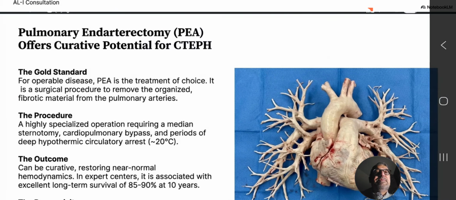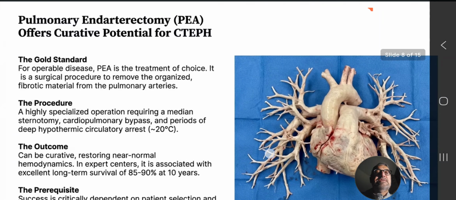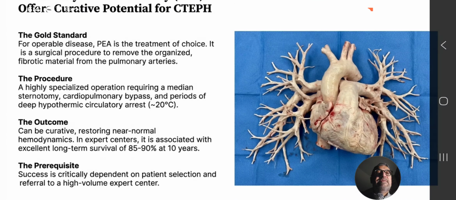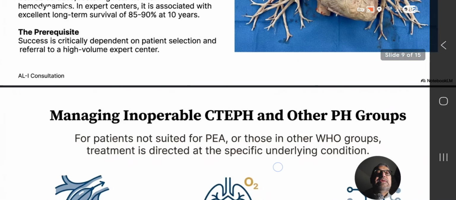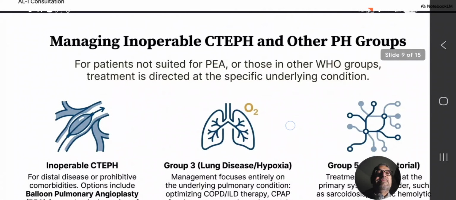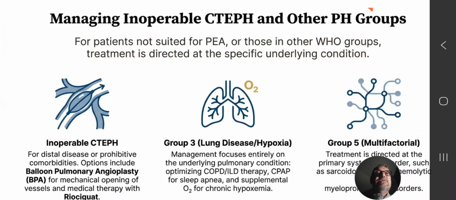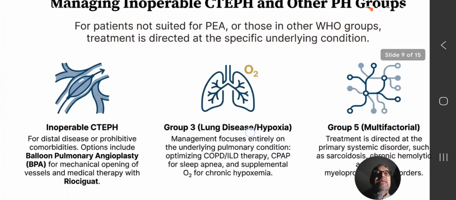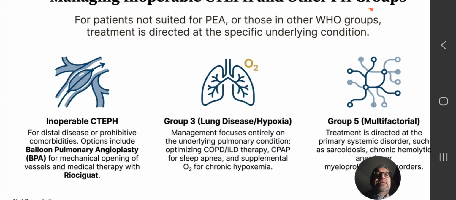The definitive treatment is pulmonary endarterectomy. It's a highly specialized operation. It can be curative. There are very few centers in the world that perform this successfully, so patients should be referred to a high volume center. For inoperable CTEPH and other pulmonary hypertension groups, we use riociguat.